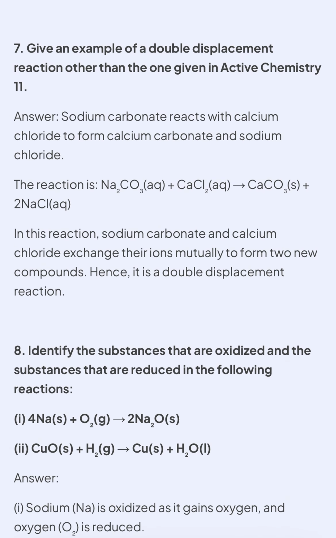7. Give an example of a double displacement reaction other than the one given in Activity 1.1. Answer: Sodium carbonate reacts with calcium chloride to form calcium carbonate and sodium chloride. The reaction is Na2CO3(aq) + CaCl2(aq) → CaCO3(s) + 2NaCl(aq). In this reaction, sodium carbonate and calcium chloride exchange their ions mutually to form 2 new compounds. Hence, it is a double displacement reaction.